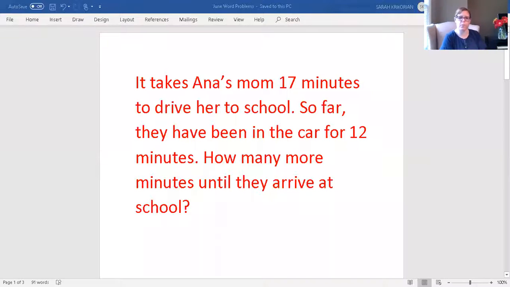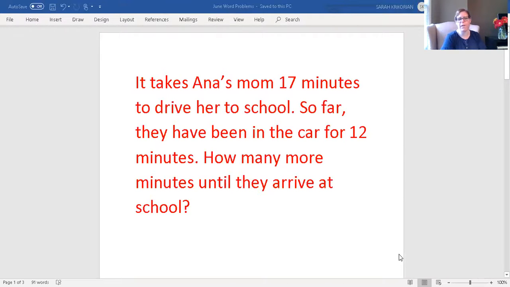So let's take a look at the first one. And we're going to read it together. So let's read that first word problem here. It says, it takes Anna's mom 17 minutes to drive her to school. So far, they have been in the car for 12 minutes. How many more minutes until they arrive at school?